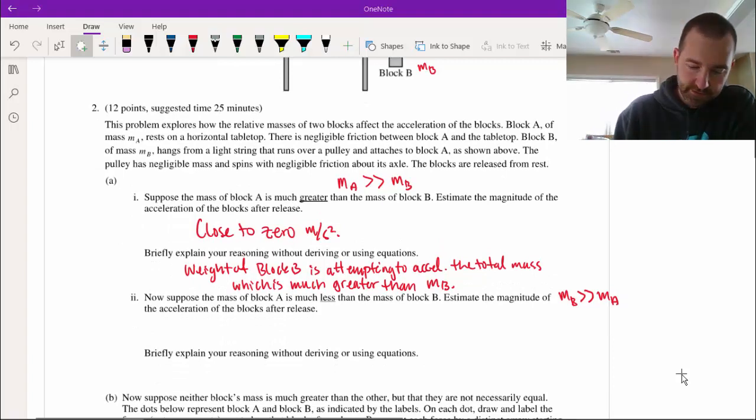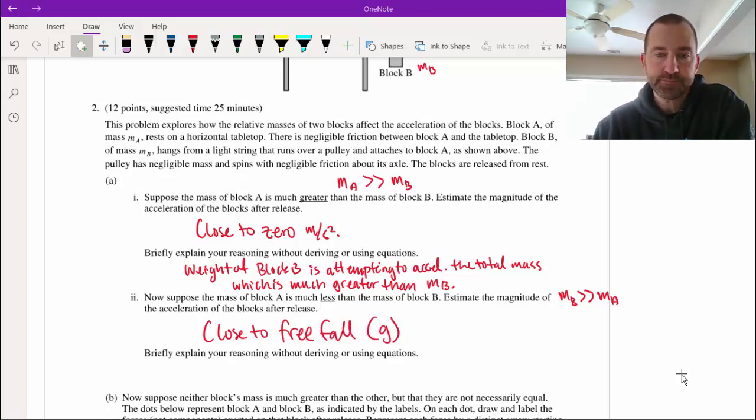So let's write that down. And I'll go and put in parentheses g here. Briefly explain your reasoning without deriving or using equations. So it's kind of along the same lines as what you had before, but now you just kind of flip it. So I'm not going to write all that in here, but I'll leave it to you to come up with a coherent sentence that allows them to know that it's a lot of weight and not a lot of additional inertia.